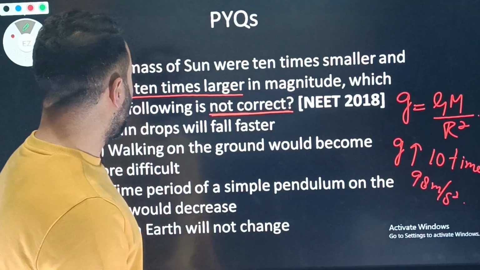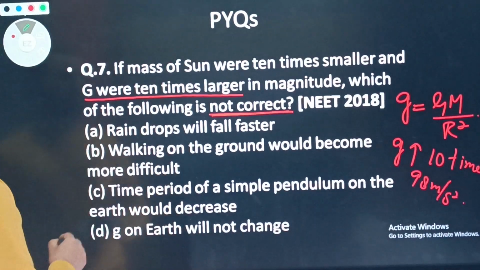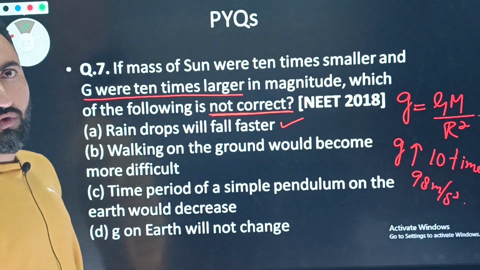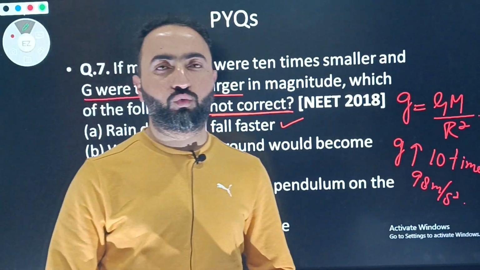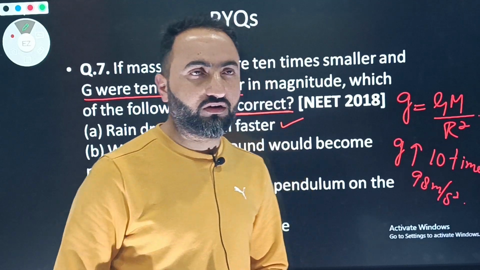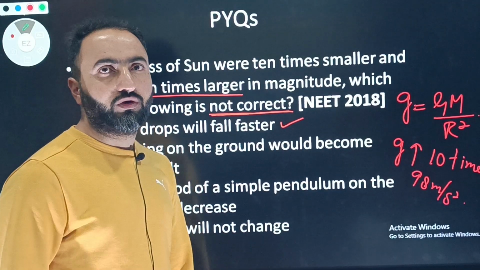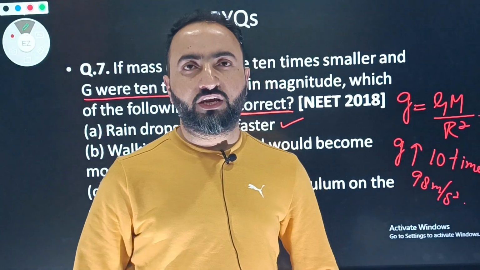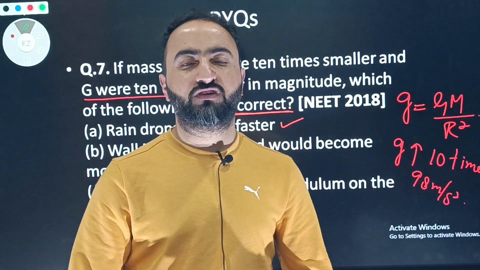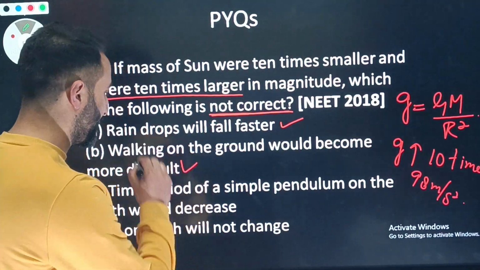ठीक है ना बेटा? Now obviously what will happen is that when the acceleration due to gravity will increase, the raindrops will fall first. So this is correct. In the normal situation, they are falling downwards with an acceleration of 9.8. Now they will fall downwards with an acceleration of 98. Obviously, walking on the ground would become more difficult. That's also true because the weight of the object will increase when acceleration due to gravity will increase. So mg will increase. When mg will increase, for a person walking on the surface of earth, it will become more difficult for him. ठीक है ना बेटा? So this is also correct.